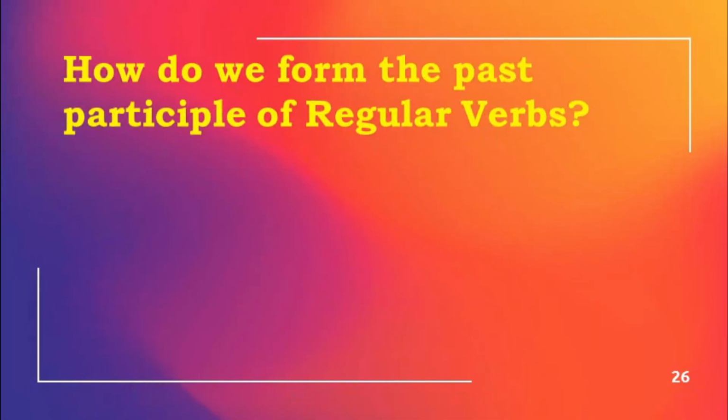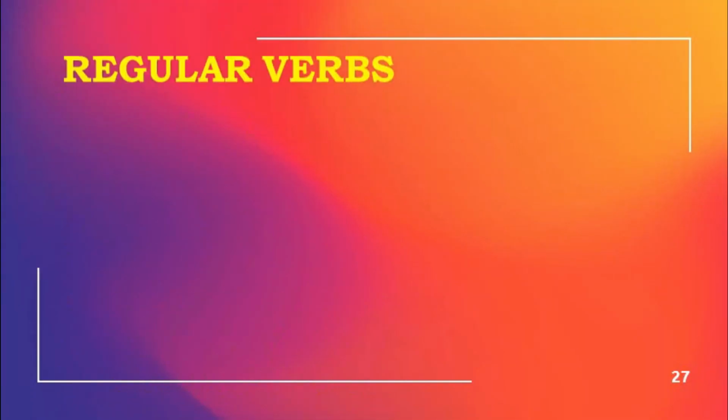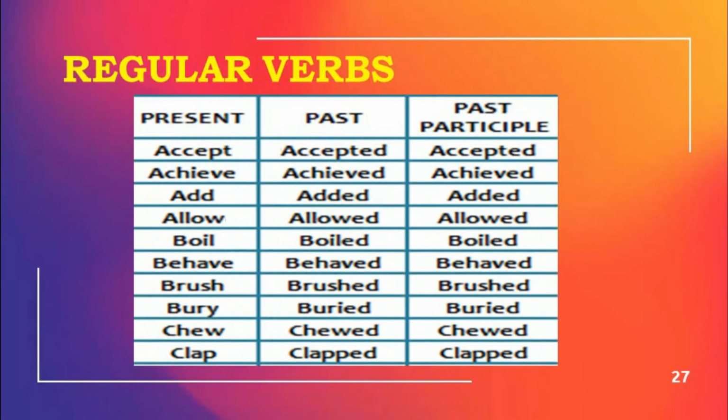How do we form the past participle of regular verbs? For regular verbs, adding ed to the base form creates the past participle. Let's have examples of past participle for regular verbs. So we have columns for present, past, and past participle. For present, we have accept, past accepted, past participle accepted.